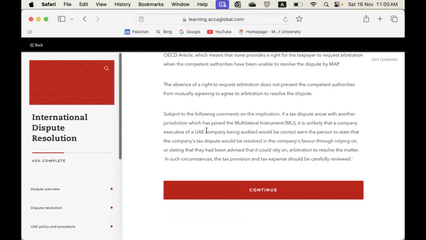If a tax dispute arose with another jurisdiction, and by jurisdiction I mean a country, which has joined the multilateral instrument, it is unlikely that a company executive of a UAE company being audited would be correct were the person to state that the company's tax dispute would be resolved in the company's favor by relying on arbitration. So, this is the tax implication basically: if a company executive says that this matter will be resolved through arbitration, that is a wrong statement. Why? Because the double tax agreements of the UAE do not necessarily give the right to the taxpayer. In such circumstances, the tax provision and tax expense should be carefully reviewed.